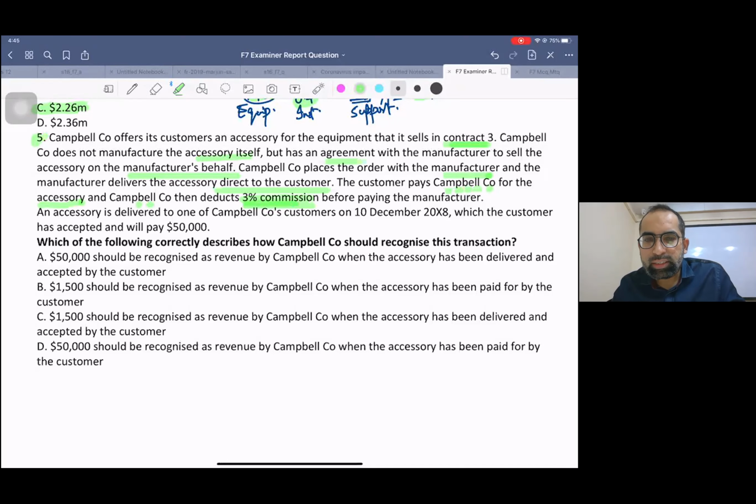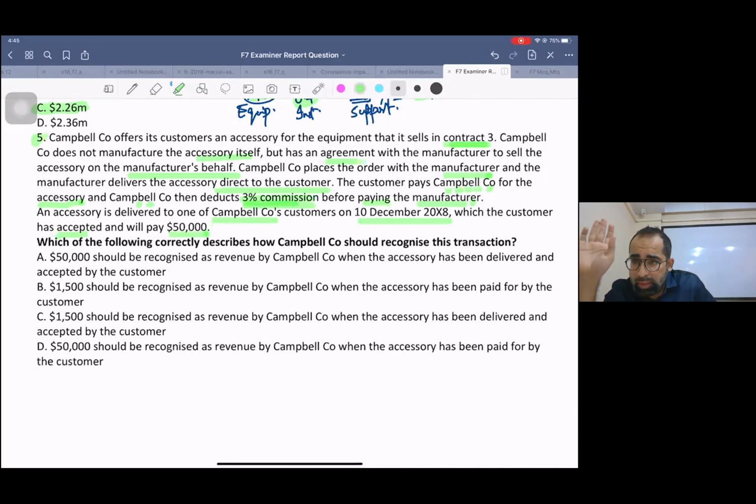We are agent before paying the manufacturer. An accessory is delivered to one of the Campbell company's customers on 10th December X8. That means before the year end, your year end is 31st December X8, and the customer has accepted. Yes, the customer has accepted and will pay. No issue, will pay 50,000.